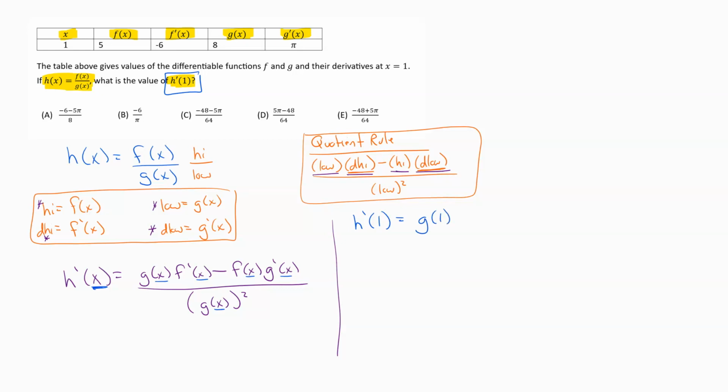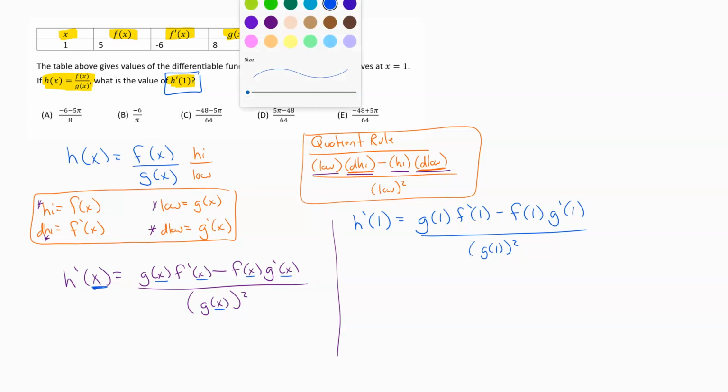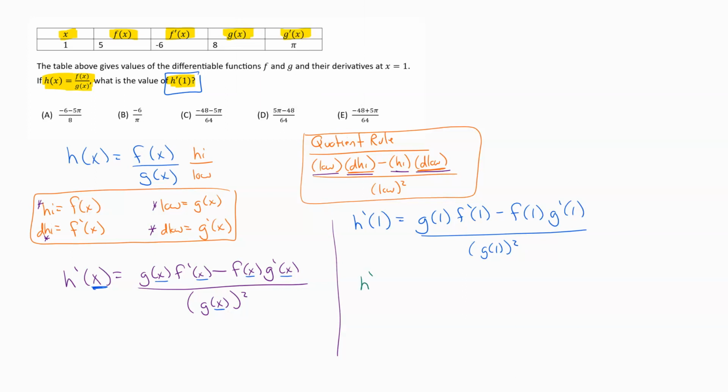So I get g of 1 times f prime of 1 minus f of 1 times g prime of 1, and all of that is over g of 1 squared. And then this is where the table comes in. So now we'll just use our table of values from up above to fill in actual numbers here. So g of 1, the g value at 1 is 8. Then we're going to multiply that by f prime of 1. The derivative of f at 1 is negative 6.